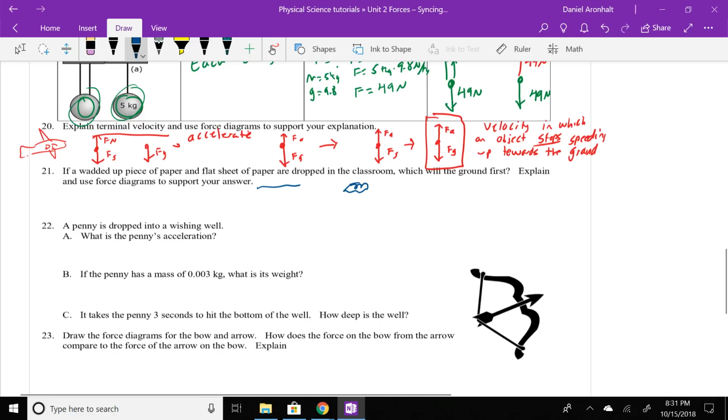Well, what was the difference? In the first scenario, there were air molecules pushing up on it. In the second one, there weren't any air molecules. So with all things being equal, if there are air molecules pressing up on these, the air molecules will slow the flat one down and not bother the rolled up one. So what's going to happen? The flat one will hit the ground first.